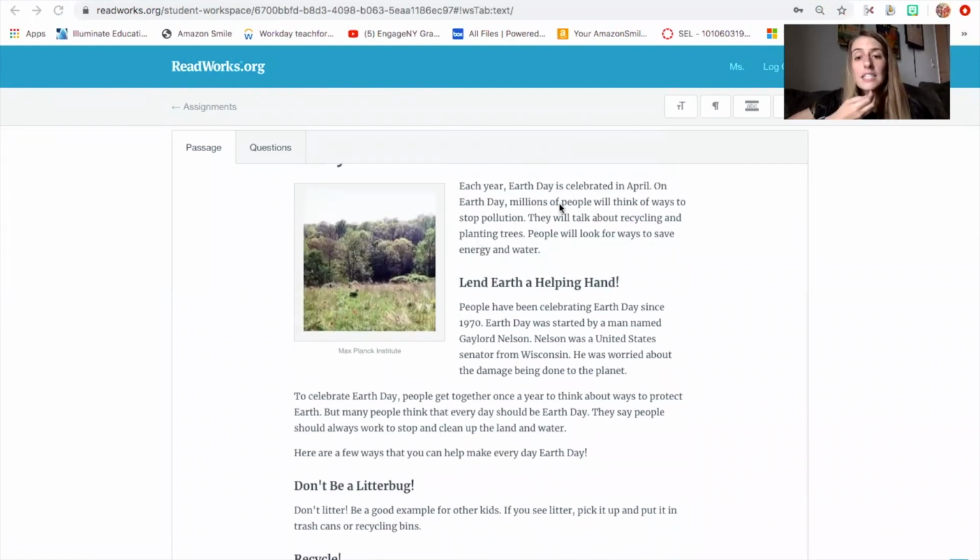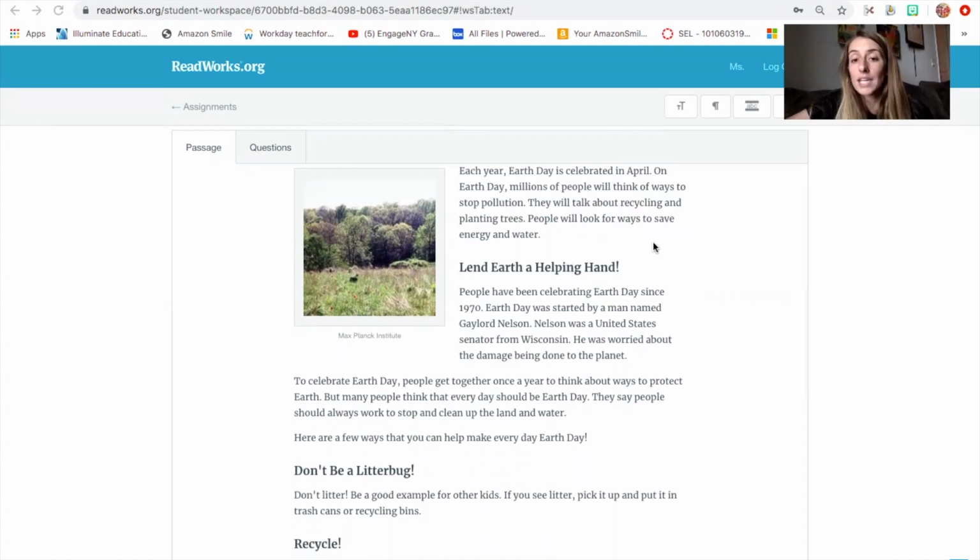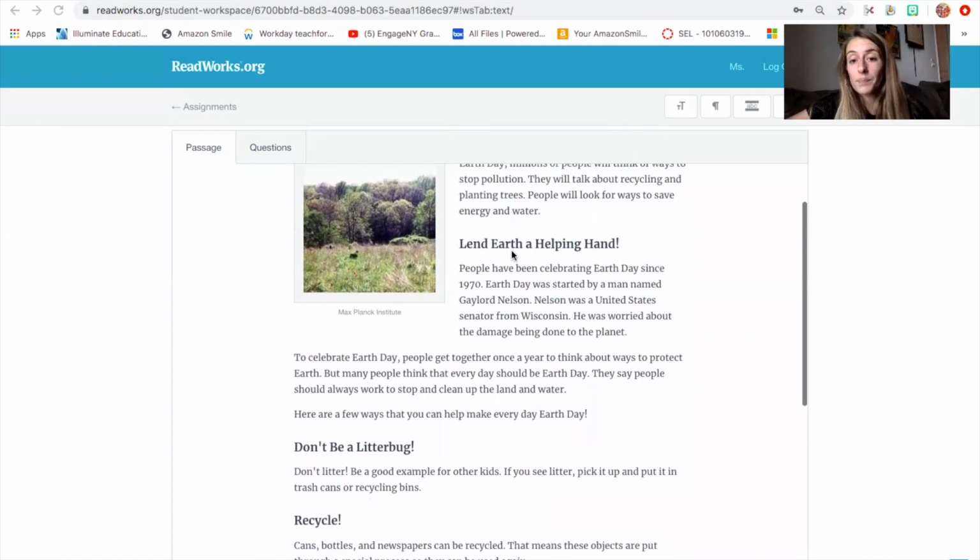Each year, Earth Day is celebrated in April. On Earth Day, millions of people will think of ways to stop pollution. They will talk about recycling and planting trees. People will look for ways to save energy and water. Lend Earth a helping hand.